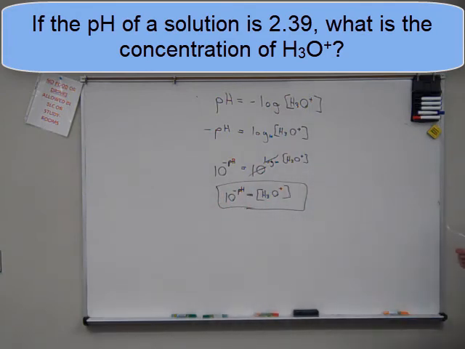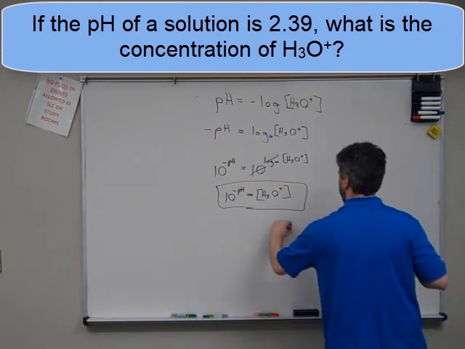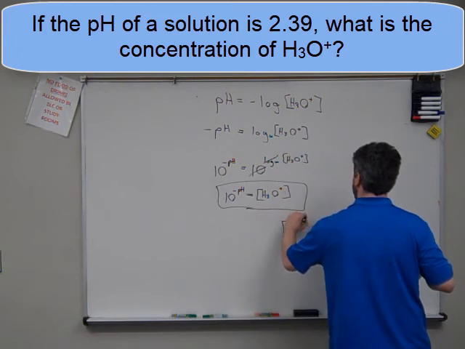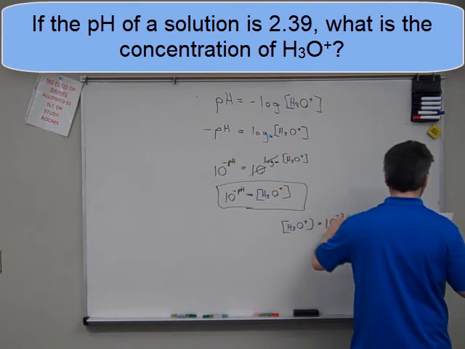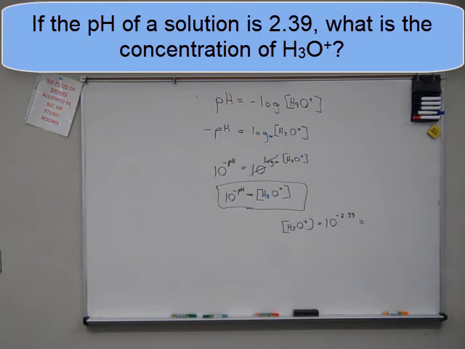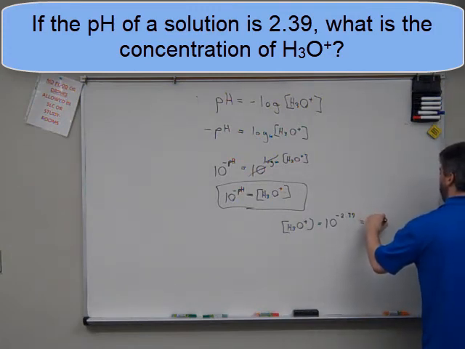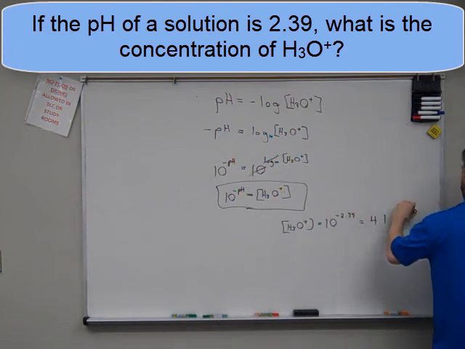Now in this case, since it gives me a pH of 2.39, all I have to do to get the H3O plus concentration is take 10 to the negative 2.39. And what is 10 to the negative 2.39? If you put that in your calculator, 10 raised to the power of negative 2.39, yeah, so 4.07 times 10 to the negative third? In this case, it'd be 4.1 times 10 to the negative third.